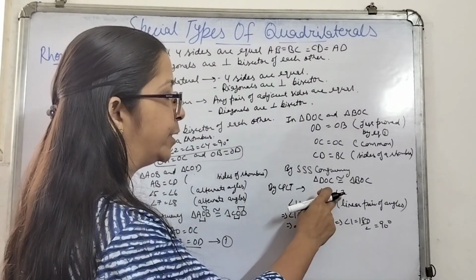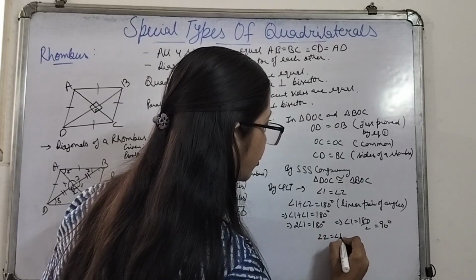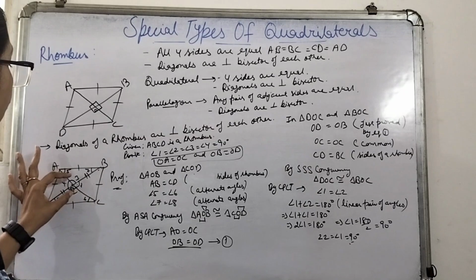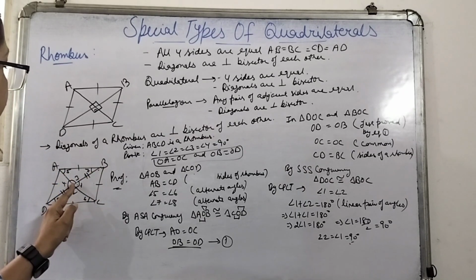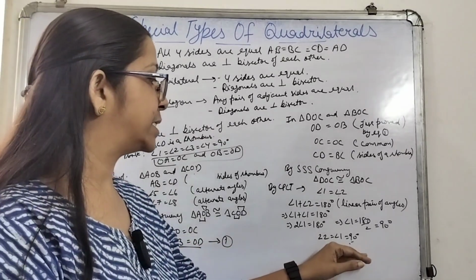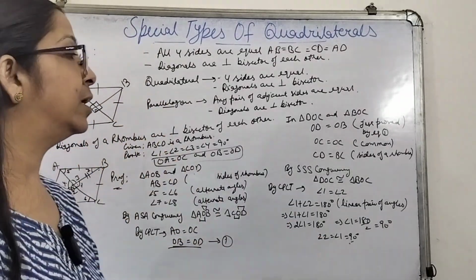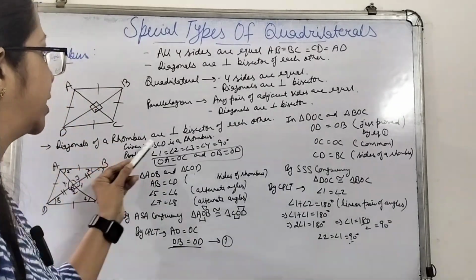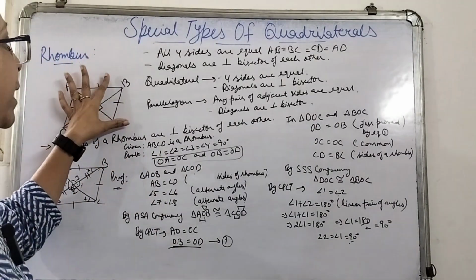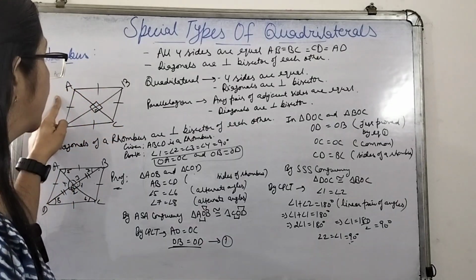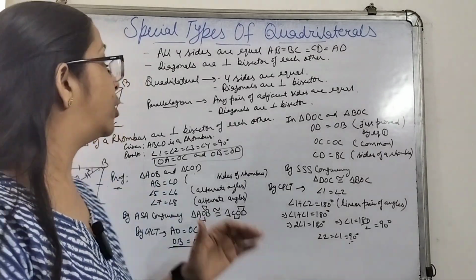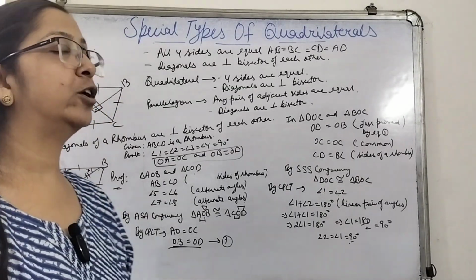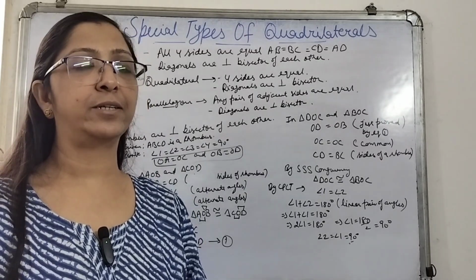And angle 1 is equivalent to angle 2, so angle 2 is equivalent to angle 1, which is 90 degrees. So this is how we can prove that all four angles at the point where the diagonals bisect each other are 90 degrees, or we can say that the diagonals of a rhombus are perpendicular bisectors of each other. This is how we prove the theorem. All the properties of a parallelogram are followed by a rhombus also. The special properties of a rhombus are that all four sides are equal and the diagonals are perpendicular bisectors of each other.